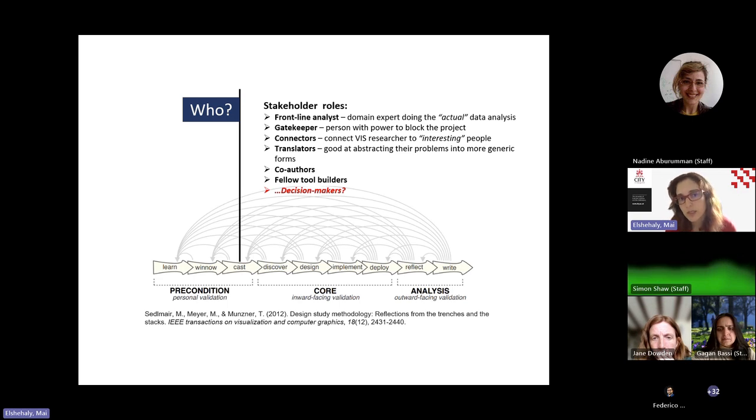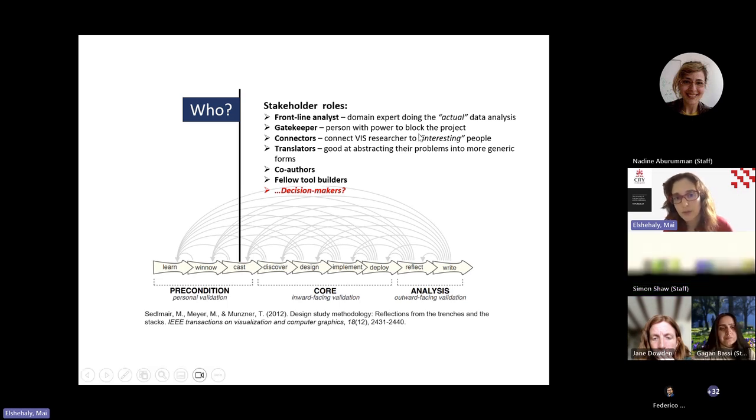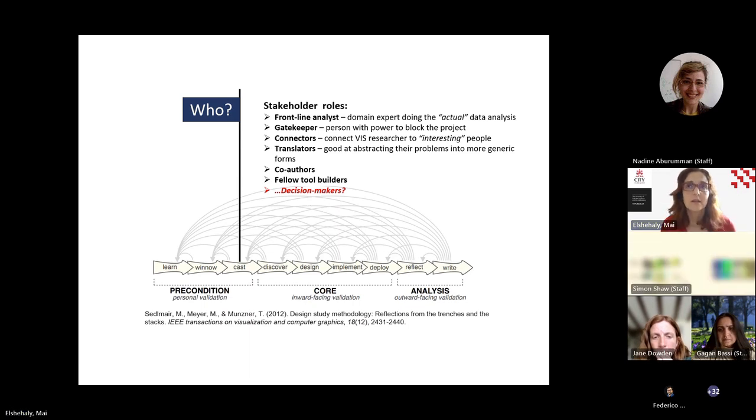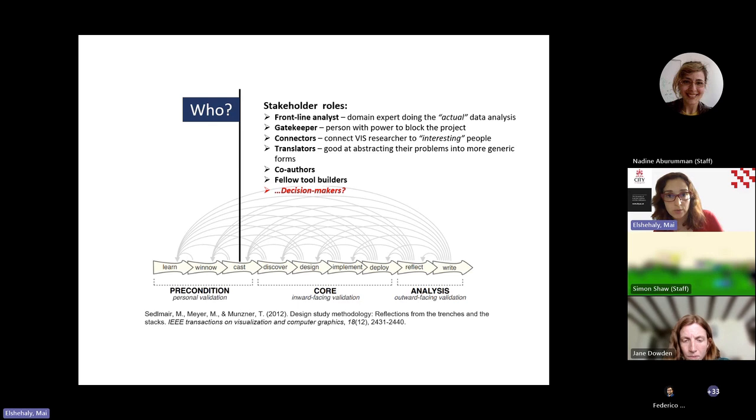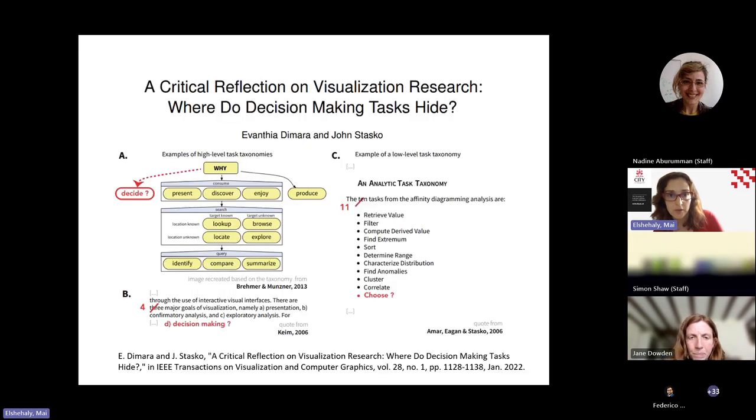What's really striking, though, is that the words "decision makers" never appear in the paper. So very much missed, in a way. We don't really capture them as a main stakeholder role in this design study methodology.